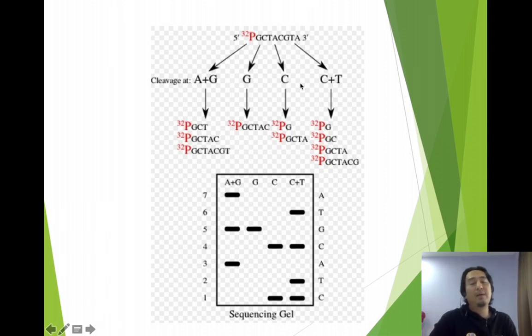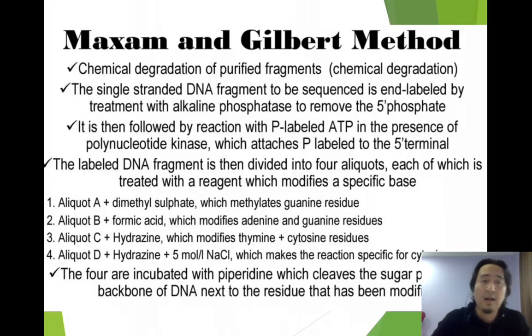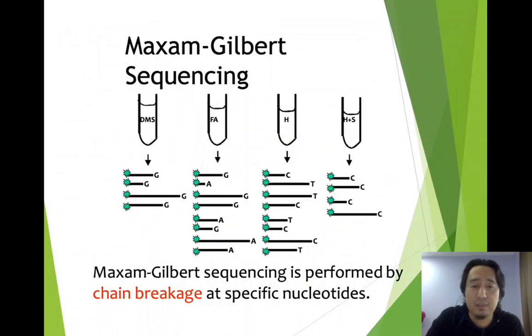So this is basically the Maxam and Gilbert method, based on a chemical termination process. Maxam-Gilbert sequencing is performed by chain breaking at specific nucleotides. DMS recognizes only G, formic acid recognizes G and A, hydrazine recognizes C and T, and hydrazine plus salt recognizes only C. This one is the phosphate label for radiography, for the radiogram.